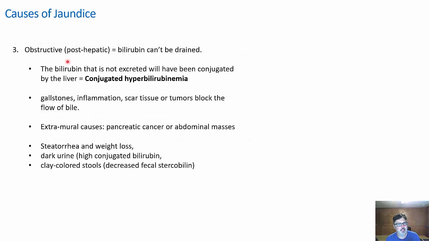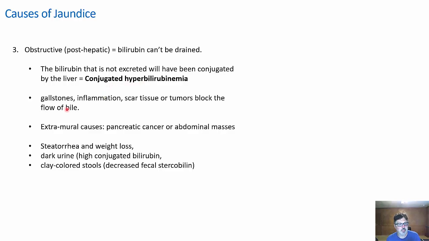A third type is a posthepatic, also called the obstructive jaundice. And as the name implies, this is due to some type of obstruction, either within the biliary tree or within the liver itself. But the point is the bilirubin cannot be drained. And so the bilirubin that's not excreted will have been conjugated by the liver, and so you're going to see a rise in primarily conjugated hyperbilirubinemia.